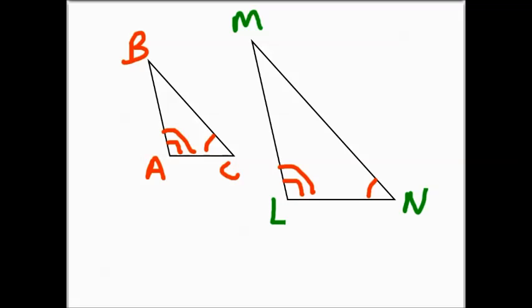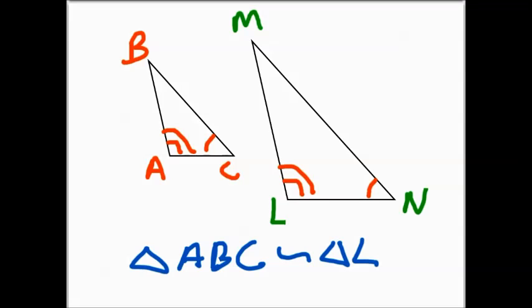So if the two triangles that we have are called ABC and LMN, the statement we would use to show that they're similar is that triangle ABC is similar to triangle LMN. So that demonstrates AA similarity.